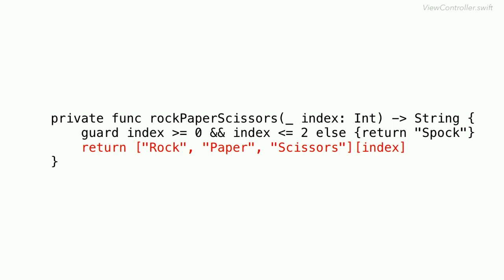If it's between 0 and 2, return rock, paper, scissors, depending on what its value is. And so now that I have that, I can connect my publishers to my subscribers to fill the label, because my button is giving me a number between 0 and 2. I use this function to convert it into a string, rock, paper, scissors, and then I assign it to the labels.